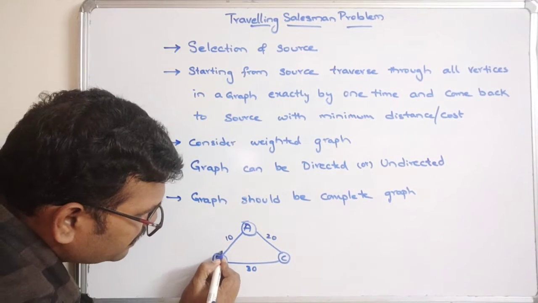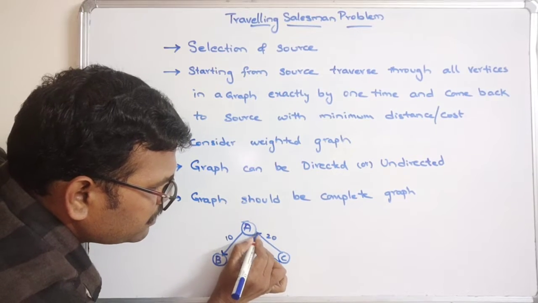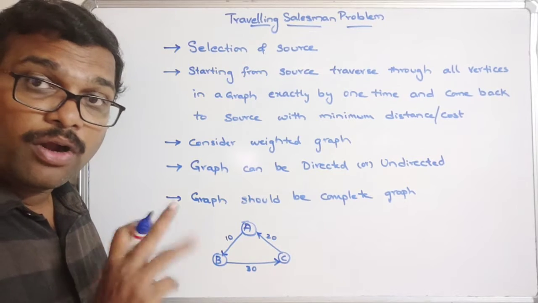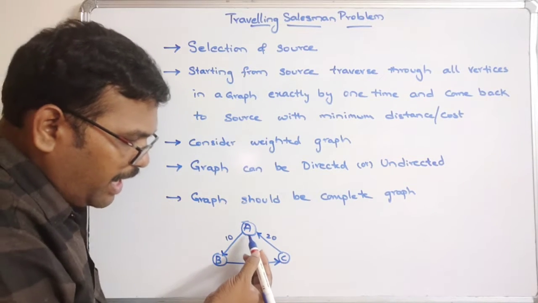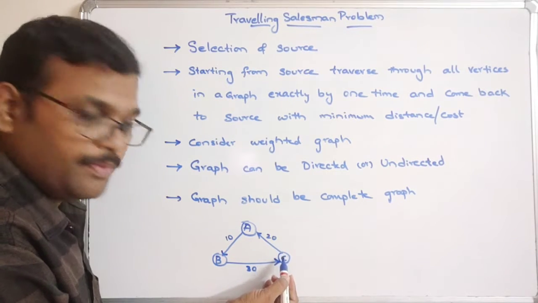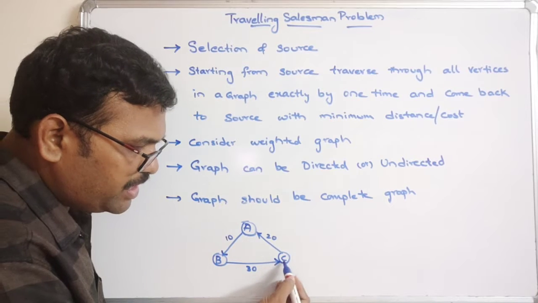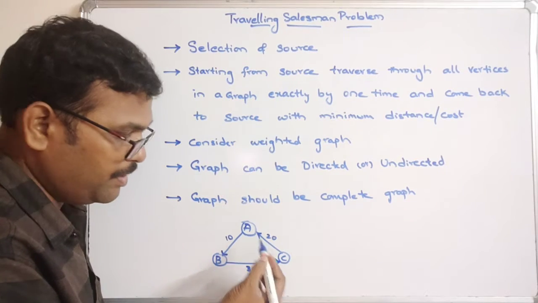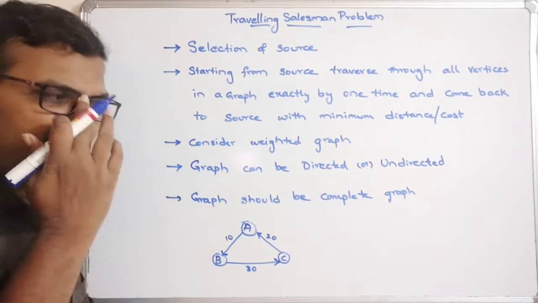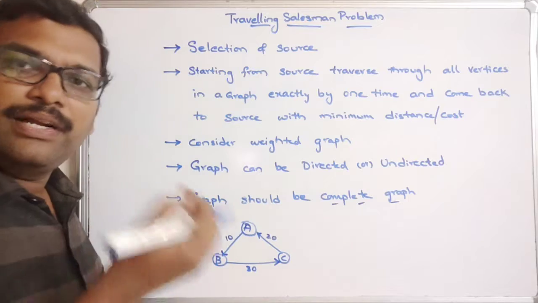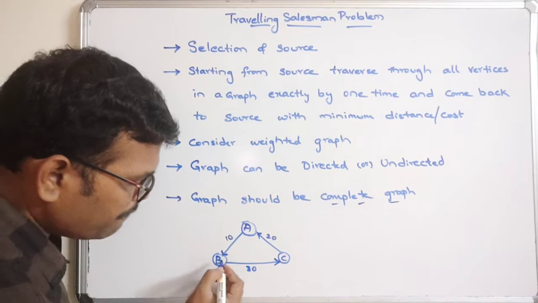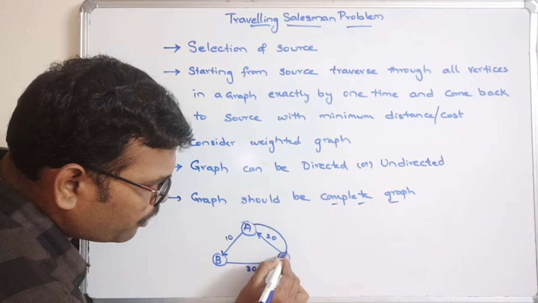If it is like this, A to B, B to C, C to A, this is a directed graph, but not a complete graph, because A has an edge from A to B but there is no edge from A to C. B has an edge from B to C, but there is no edge to A. C has an edge to A, but there is no edge to B. So a complete graph means every vertex should have edges towards all other vertices. For example, A is here. I will write one more edge here.